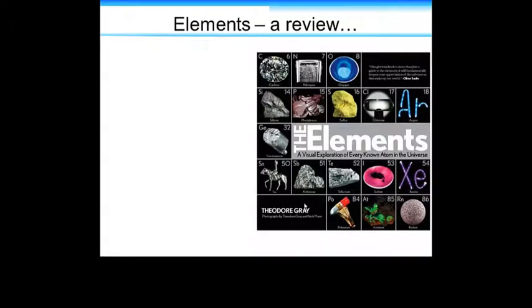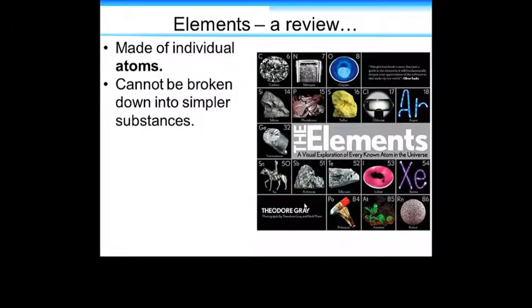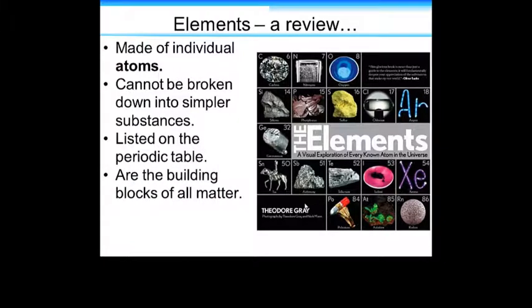So let's take a moment to just review what we learned. Elements are made of individual atoms. They cannot be broken down into simpler substances. One caveat to that is particle physics, but we're not going to discuss that. For now, just in terms of chemistry, we're calling elements the simplest substance. And they're all listed on the periodic table. And it's elements that compose all matter.